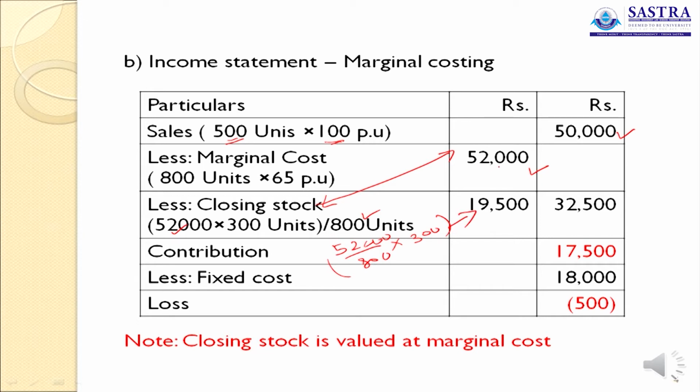So cost of production 52,000, closing stock 19,500. So this is the actual cost for 500 units. Then the difference between sales minus marginal cost is called contribution. Now you deduct fixed cost separately from the contribution. So it gives a negative figure, so it is loss. Here also you have to give one note: the closing stock is valued at marginal cost based.